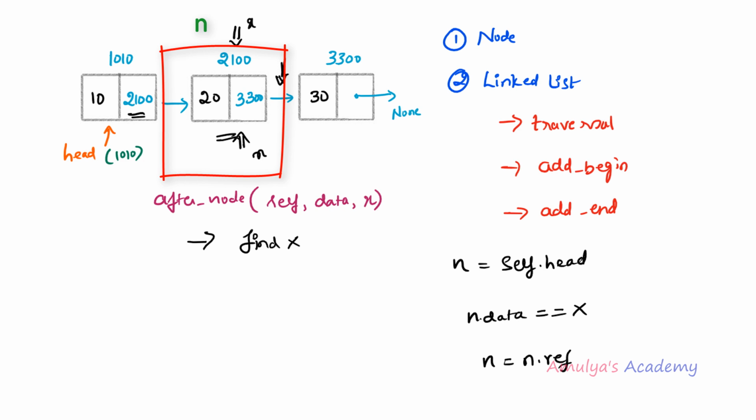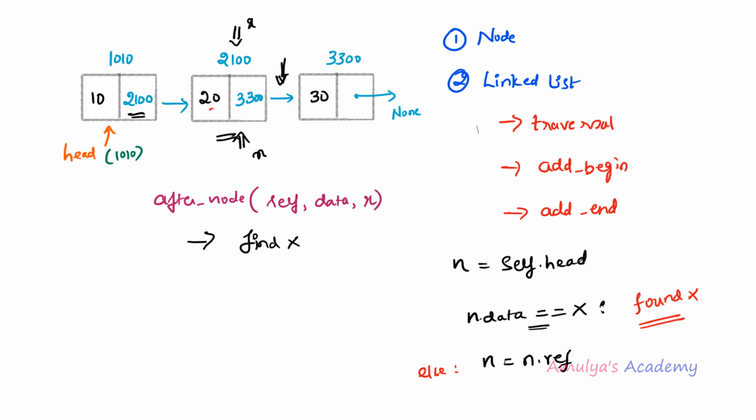Now again I'll do the same thing, that is I'll check the data of n dot data with the x value. I'll compare n dot data and x here like this, and if it is true, we found the x value, right? So stop the execution, we found x. If it is not, then we need to increment the n value. We need to go to the next node. Here we can see n dot data is 20, and as well as I took this as the x value, so it will match, n dot data is equal to x, true. So that is nothing but we found the x value. So we need to stop the execution here.